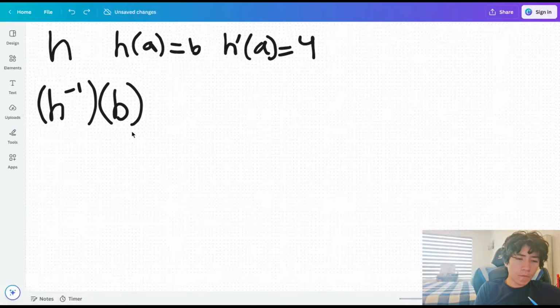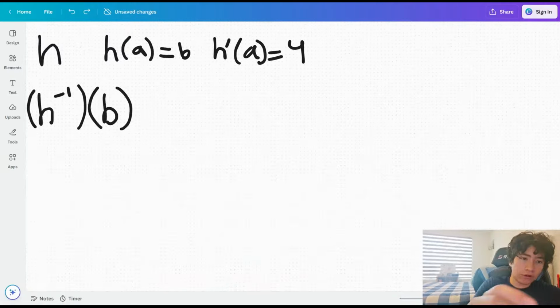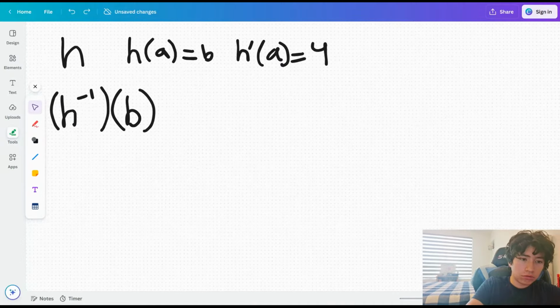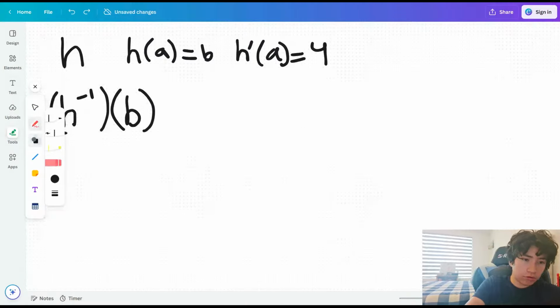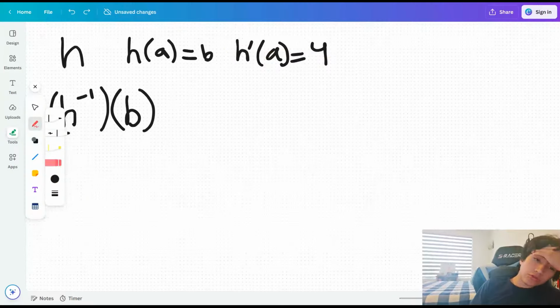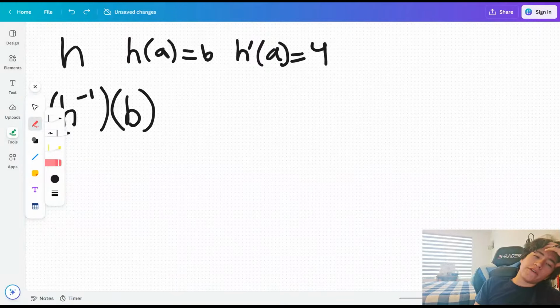So we need to know h prime, and they're giving us that over here. And we also need to know the inverse function. So we need to know the inverse function. Oh, gotcha. Evaluated at A? I'm sorry, dude. I'm so confused right now. Let's see. All right, here. I'm just going to put the video.